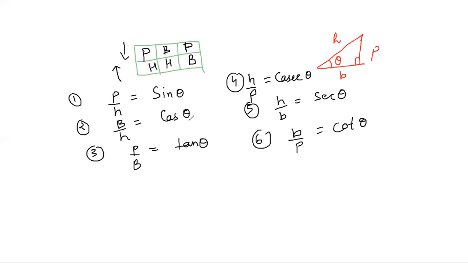two ratios you can find these, like P upon H is sine, B upon H is cos, and P upon B is tan. And the reciprocal of these: this is P upon H, okay, this is sine, and this is H upon P. So the reciprocal of sine is cosec, and the reciprocal of cos is sec, and the reciprocal of tan is cot theta. So these are the six simple ratios, okay, that we have learned with the help of this table.